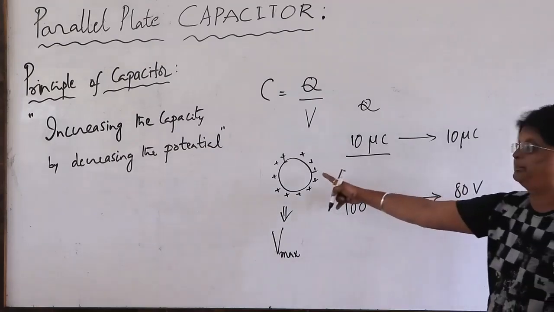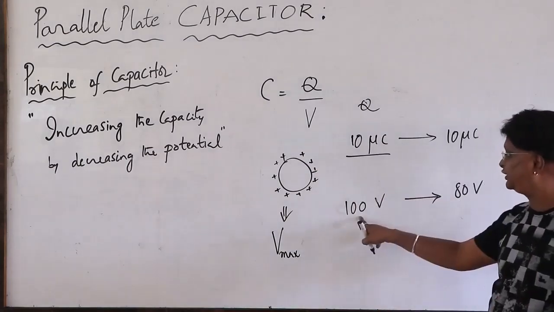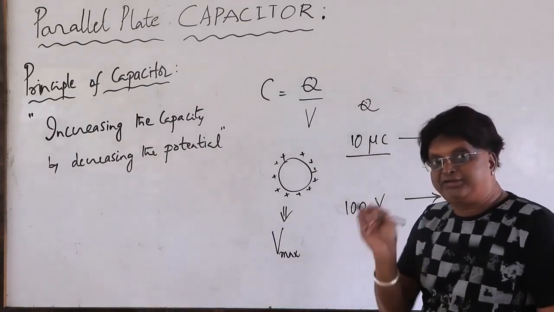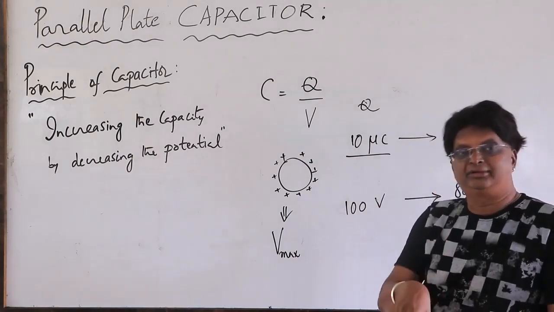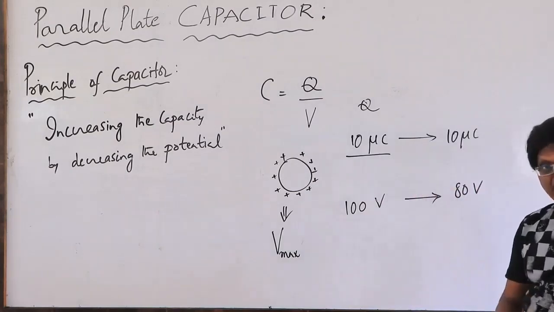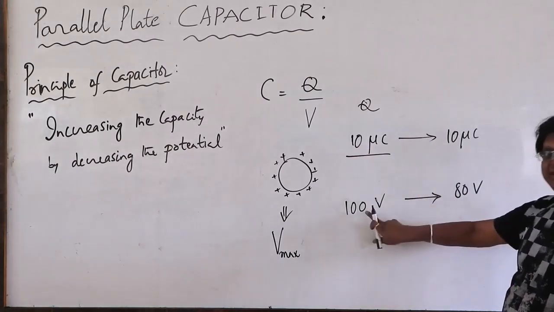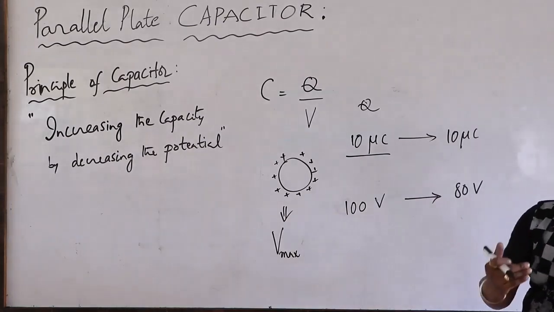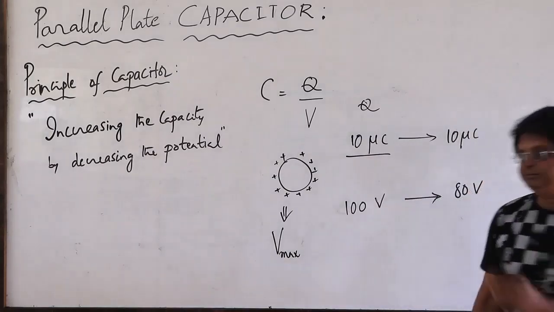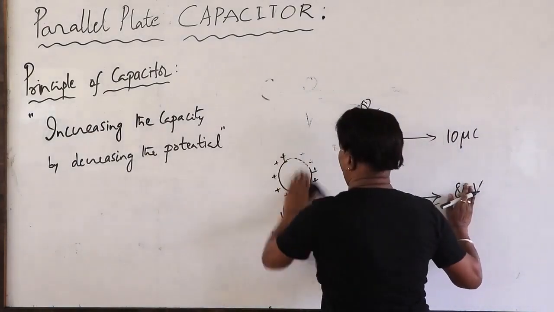This conductor will accept more charge until it acquires 100 volts. So from 80 it is now accepting additional charge without increasing size. It accepts another sort of charge, we can give it. And that is what the principle is here: the charge has increased, so the capacity has increased. That is increasing capacity by decreasing the potential, and this is the principle on which a capacitor works.